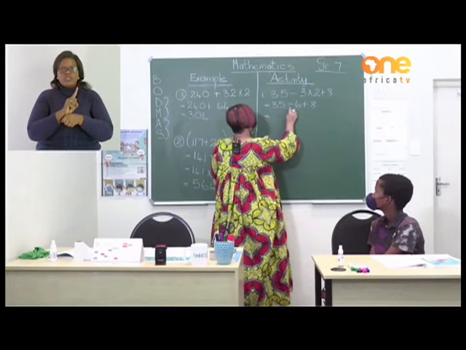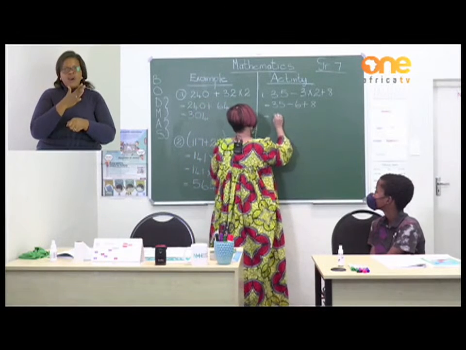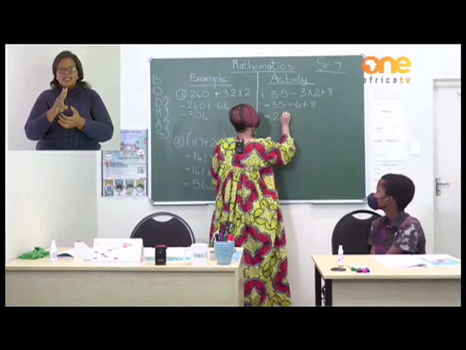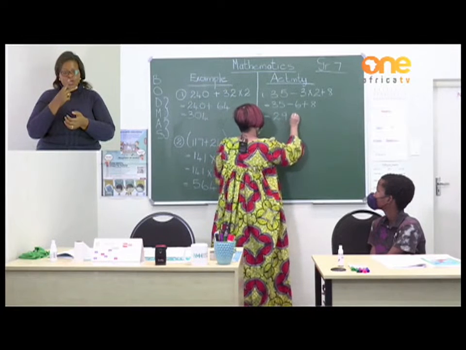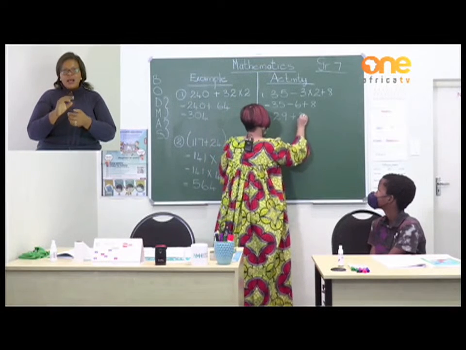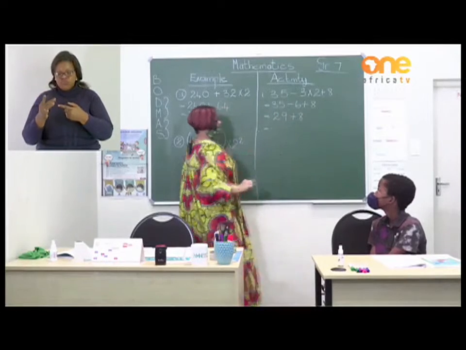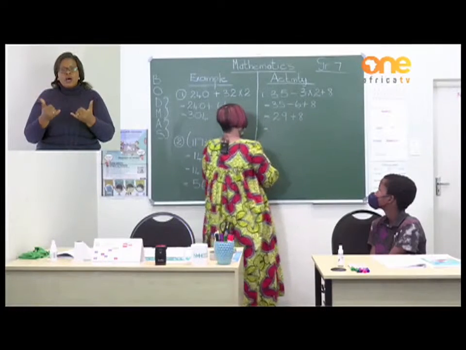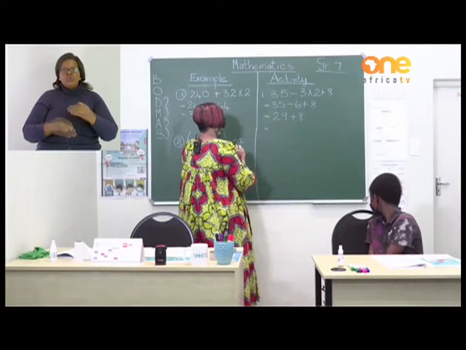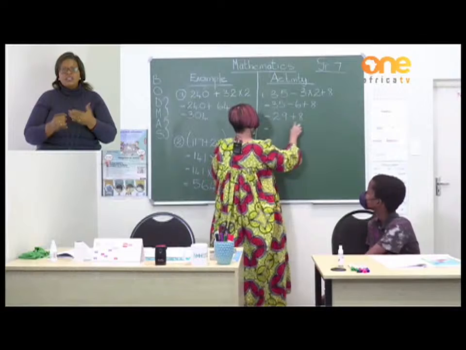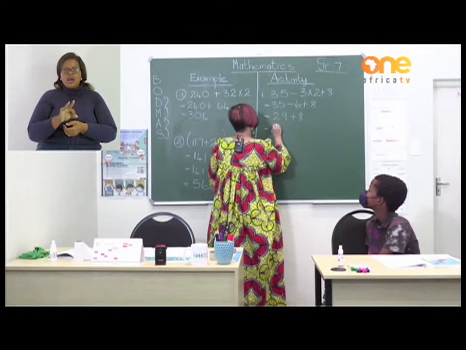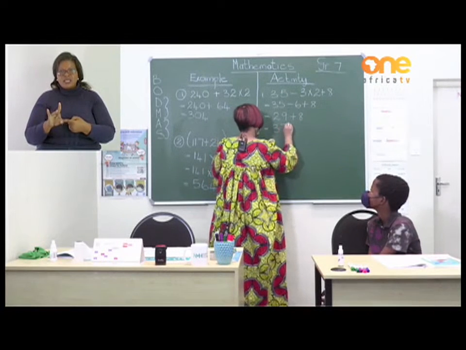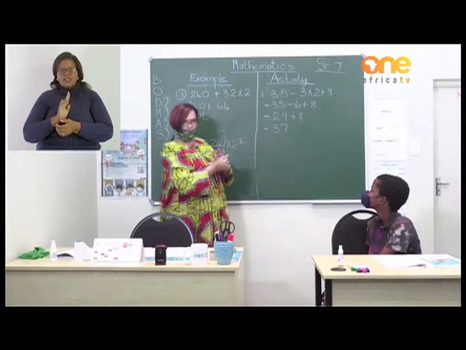So 35 minus 6 is equal to 29 plus 8. So we do our addition, the only one that's left. 29 plus 8 is equal to 37. You have the answer?